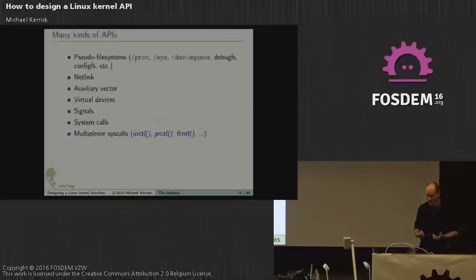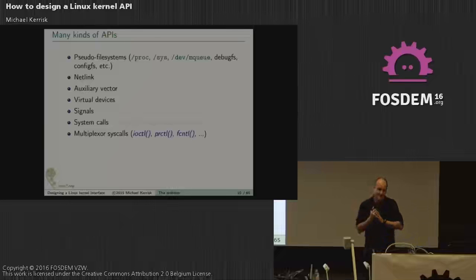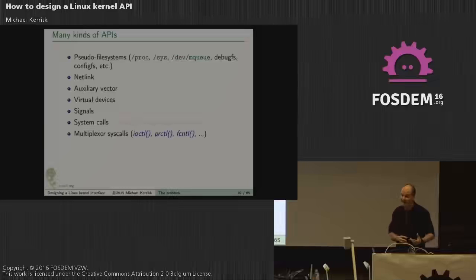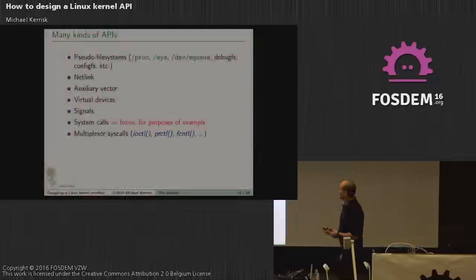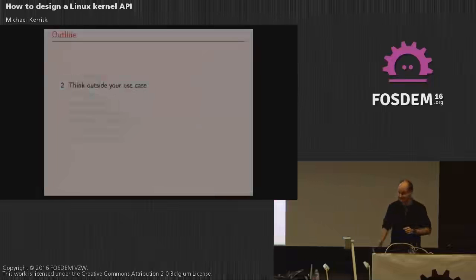When it comes to APIs, there's a lot of different kinds of APIs in the Linux kernel. Pseudo file systems, netlink, virtual devices, signals, system calls, multiplexer system calls, things like IOCTL and PRCTL, and these ways of sneaking things in so they're not a new system call, but really they are. We'll just call it an IOCTL and get less review and maybe less resistance. Mainly I'm going to talk about system calls for my examples at least.